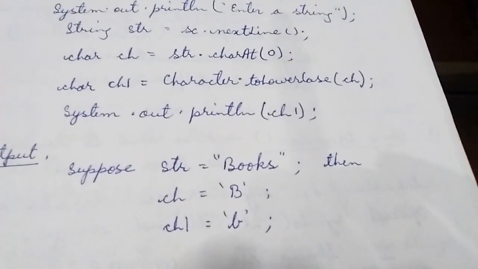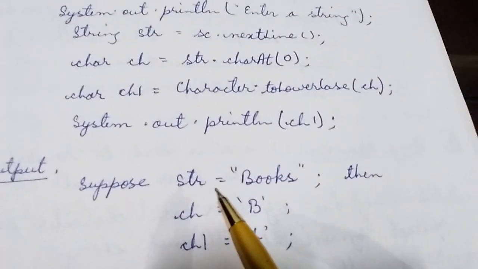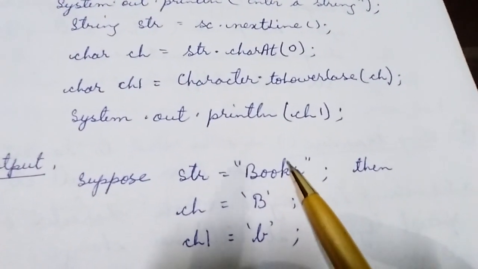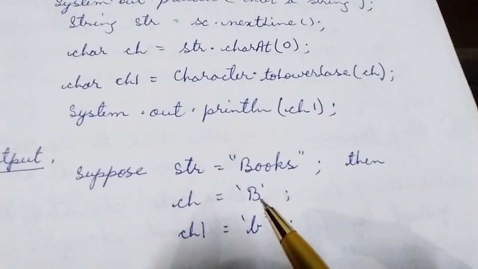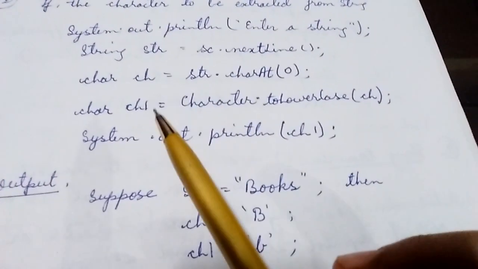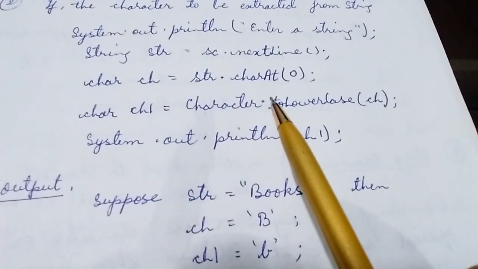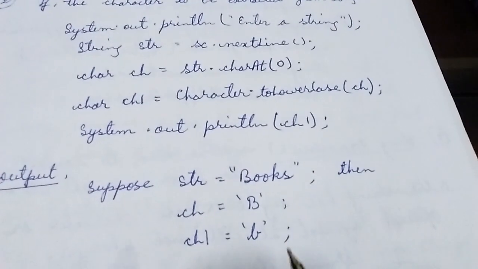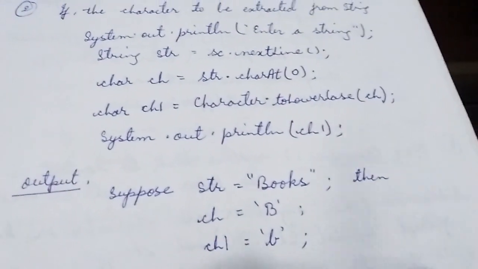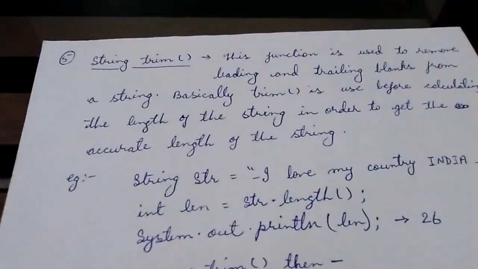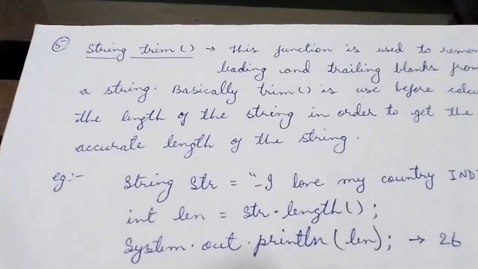Let us see one example. String str equals "Books", and suppose the first character that is extracted is B, and then by making use of Character.toLowerCase(ch), it will print small b. So this is the important point that we have to pay attention to while doing the programming.